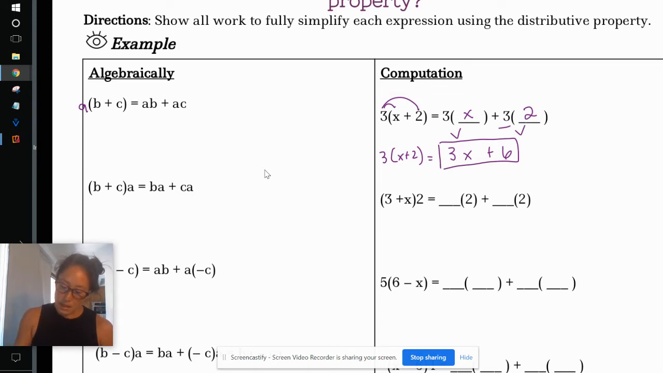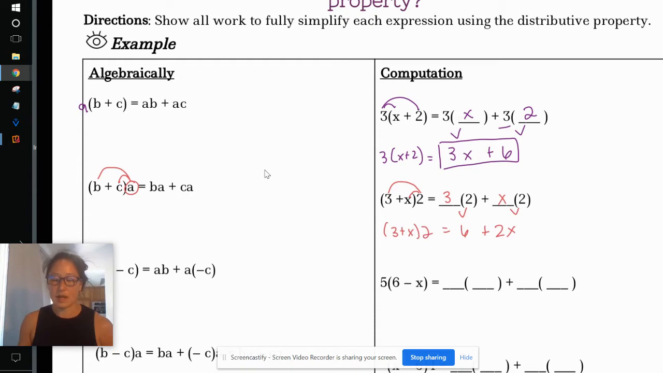All right, next. Same thing if the number is on the back side of the parentheses, then we can go ahead and just multiply it into the parentheses again. So I'm going to do 3 times 2 plus x times 2. Simplify, I get 6 plus x times 2 is 2x, and that is equal to our original expression, 3 plus x times 2.